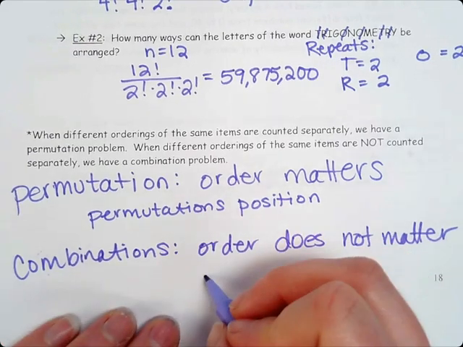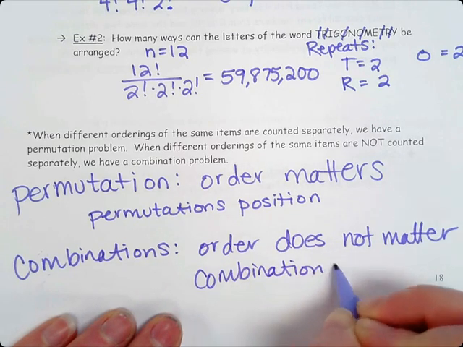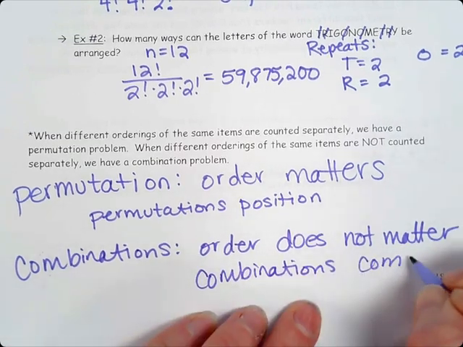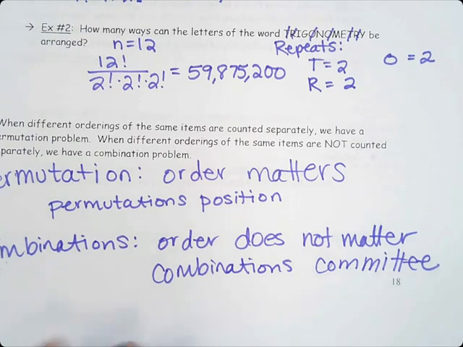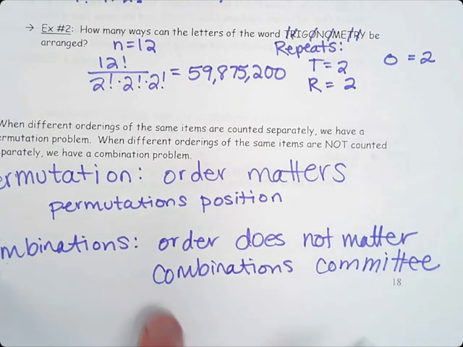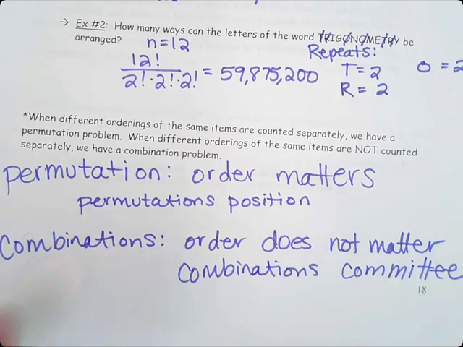So we call that combinations, committee. So if you're part of a committee, you're part of a group where the order doesn't matter. There's no ranking. So combinations, committee, order doesn't matter. Permutations, position, the position matters.